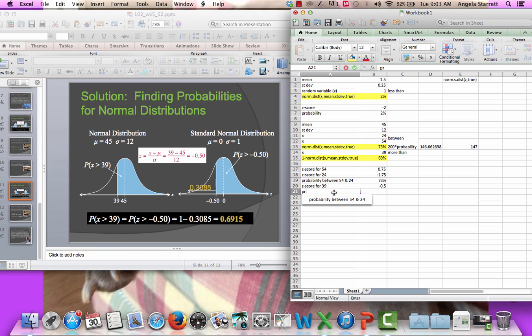Now we want the probability of more than 39. So what do we do? We say equals 1 minus, not more, but norm dot s dot dist, because now we're using the standard normal of negative 0.5, comma true, and you can see we get the exact same answer we did up here using the normal distribution function, okay?